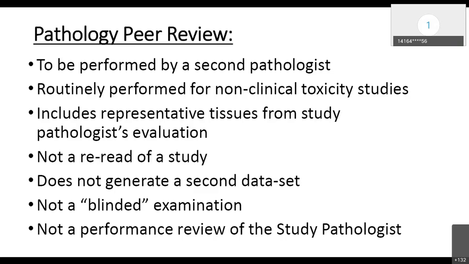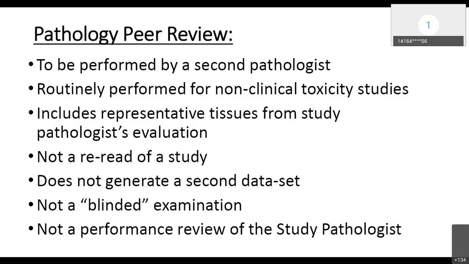Peer review will also include representative tissues from the study pathologist's evaluation. So peer review is not a reread of a study. It is not that the entire study read by the study pathologist will be read again by another pathologist. And it does not generate a second data set. That means whatever data have been generated by the original pathologist would remain as they are. But after peer review, if there are any changes to be made based on the opinion of the expert pathologist, that data will be updated. So it is not that data are generated again.